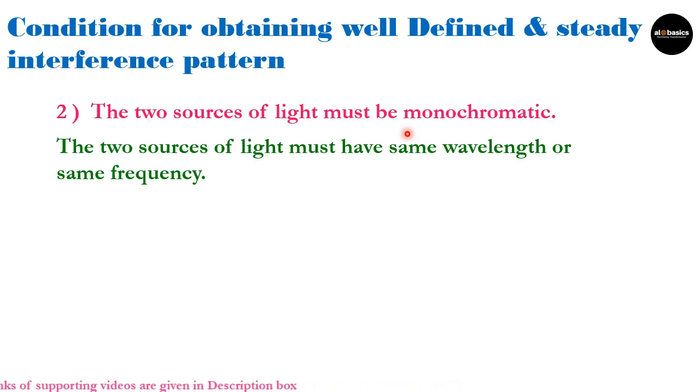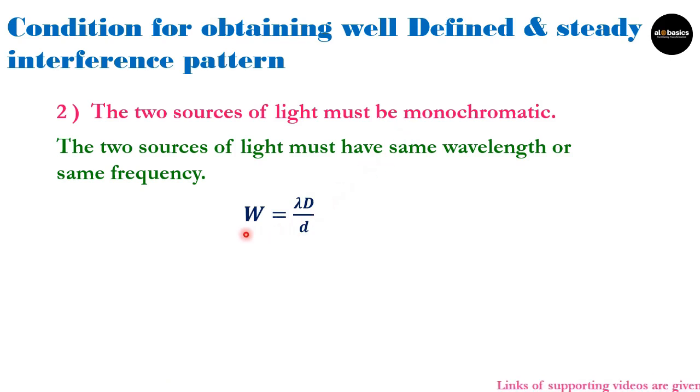In Young's double slit experiment, we have seen that fringe width is given by W is equal to lambda D by d. And this fringe width, that is the separation between two consecutive bright or two consecutive dark bands, is depending on wavelength. And if light is polychromatic, wavelength will change from one color to another color, and due to that width will not remain constant.